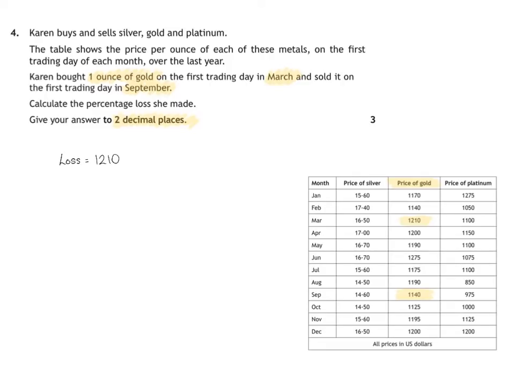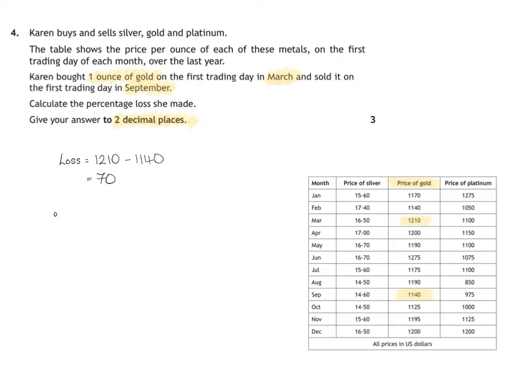1,210 take away 1,140, which is... I should really do this in my head, but it's always worth just double checking with a calculator if we can, because we all make mistakes. So the loss is 70. It's in US dollars, so that's fine.